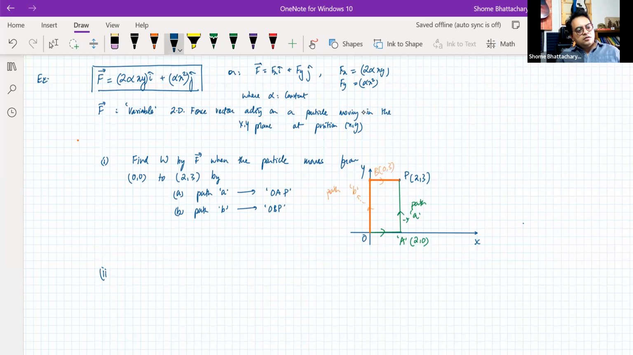Now, second, show that its force F is conservative and work done from O to P is the same for any path.